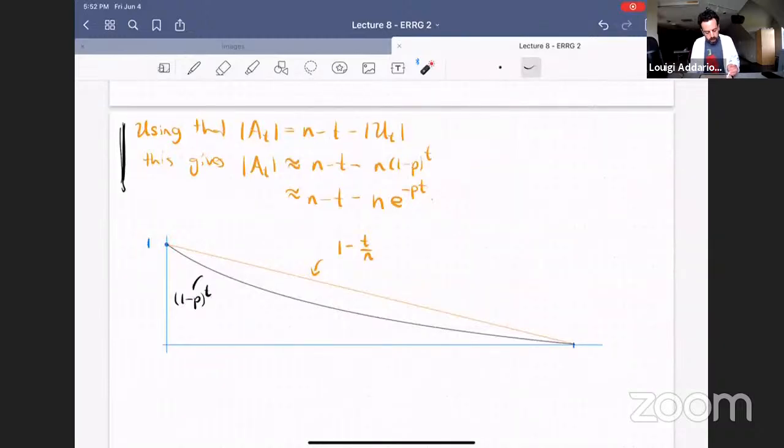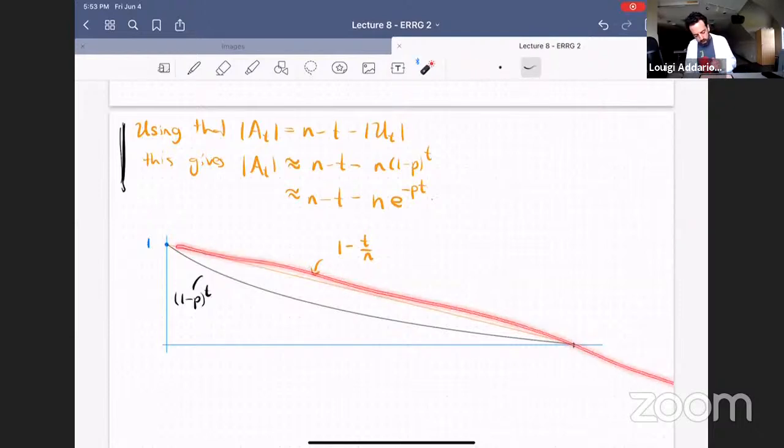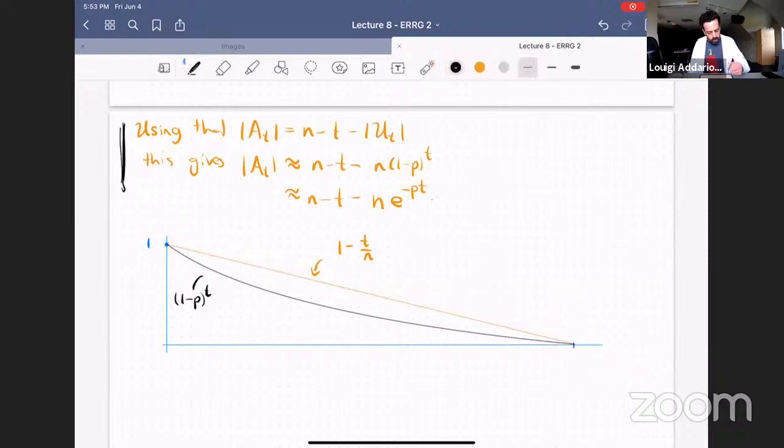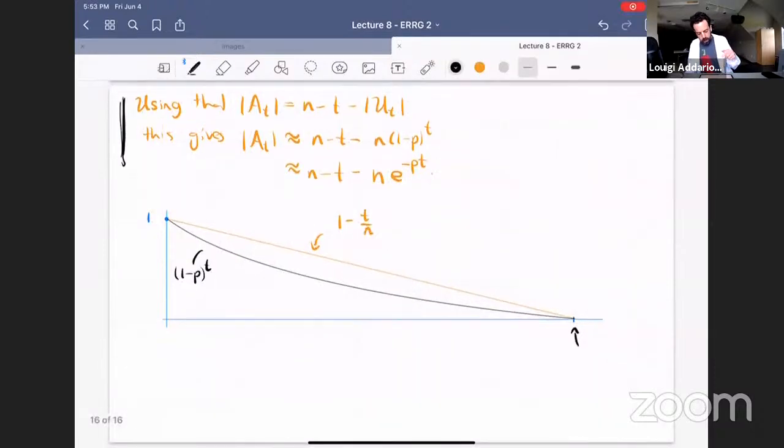Okay, this is a convex function, right? It approaches 0 as t tends to infinity, whereas this linear function will just hit and cross 0 at some point. And somewhere over here I've plotted the point at which they meet.